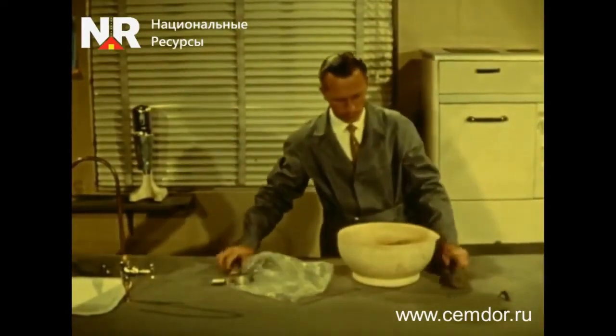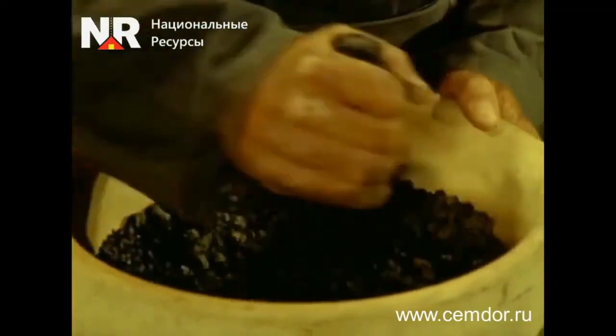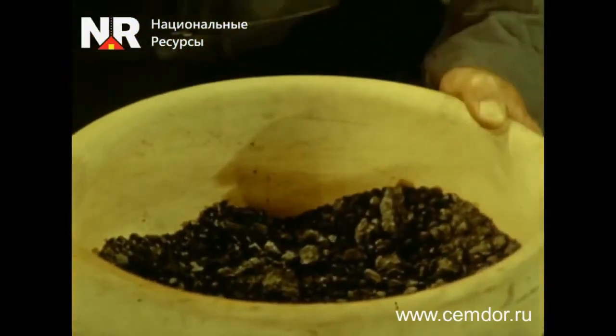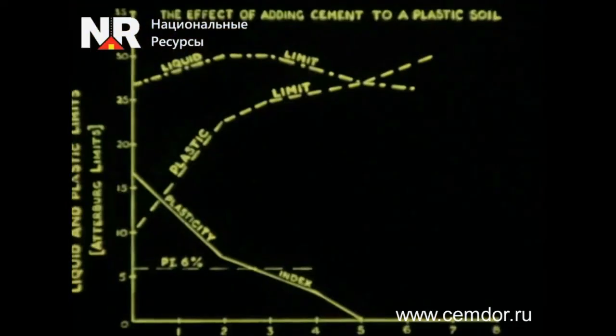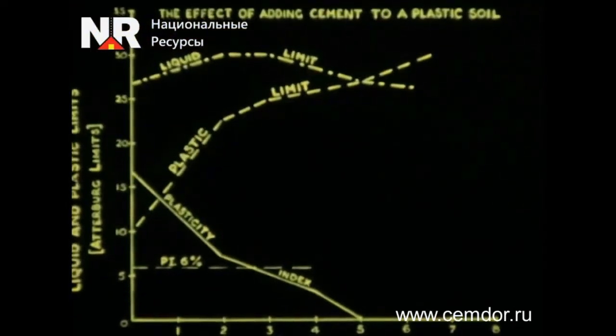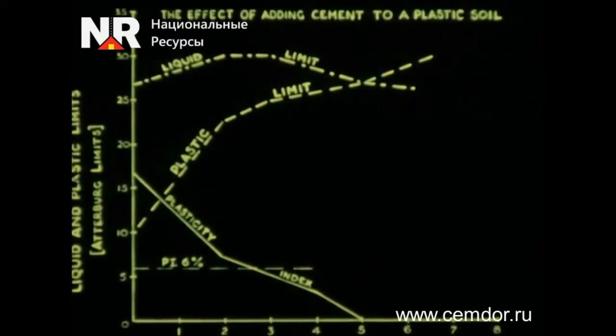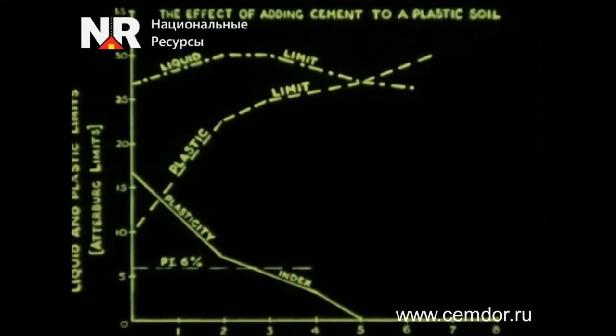A small percentage of cement added to the original soil consistently improves its characteristics and makes it possible to achieve the high performance required for constructing the structural layer of the road pavement. The results clearly demonstrate that for stabilized soil, the plastic limit increases while the plasticity index decreases as the amount of cement increases.